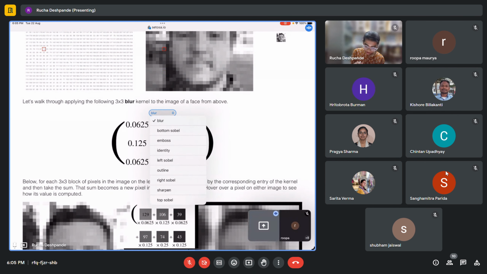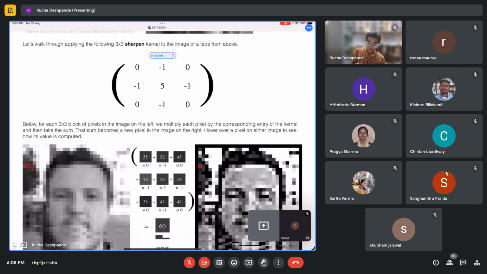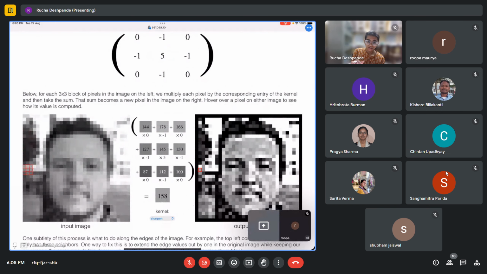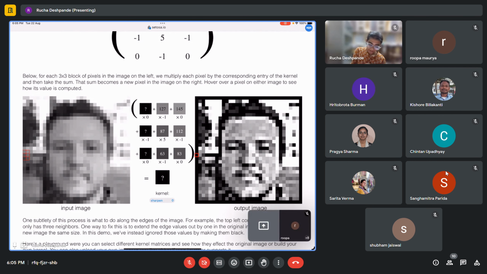Now next we can check the sharpening filter. Here the central pixel has the value of 5, and the side and top and bottom pixels have -1. After the application of this filter, we can see that the image is becoming sharper. The differences in intensities which were there in the previous image have now become more prominent.